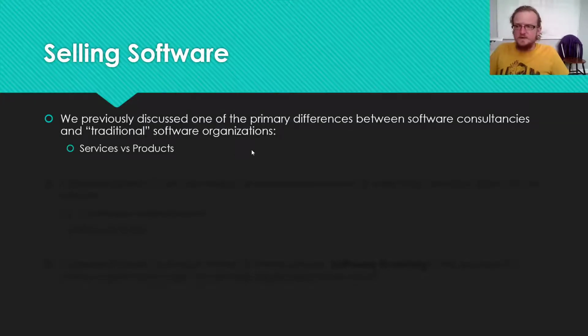So in the last video and a little bit in the first modules, we talked about the difference between a sort of traditional software company versus a consultancy. If you've looked on LinkedIn or at job opportunities, particularly around the Tallahassee area, you'll notice that a bunch of consultancy firms exist in the area, and they are constantly looking for people to staff. We discussed that the difference between those job opportunities and more traditional software companies is that consultancies really deal in services, and software organizations themselves primarily deal in products.